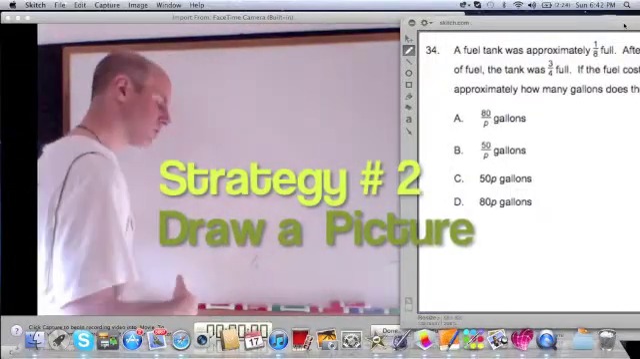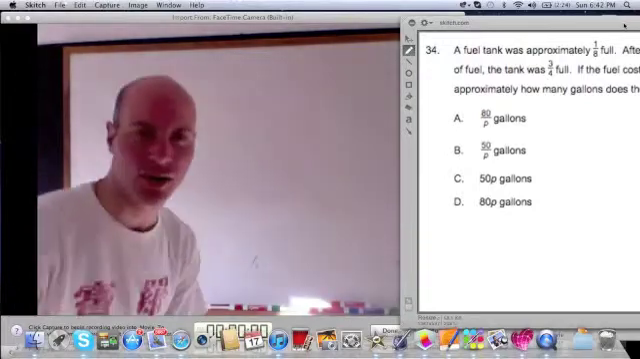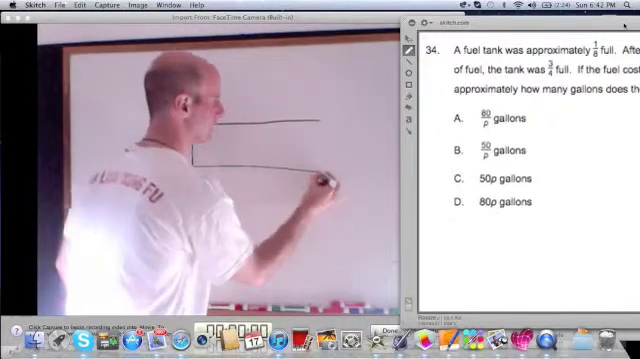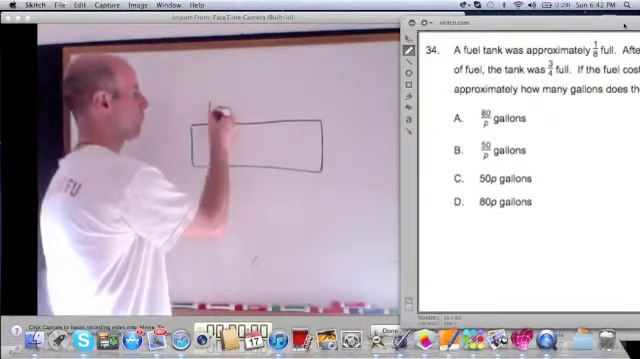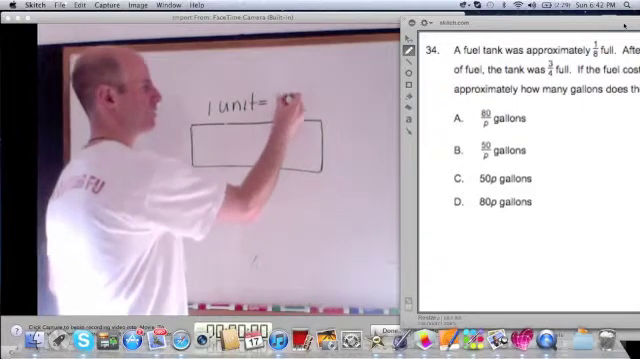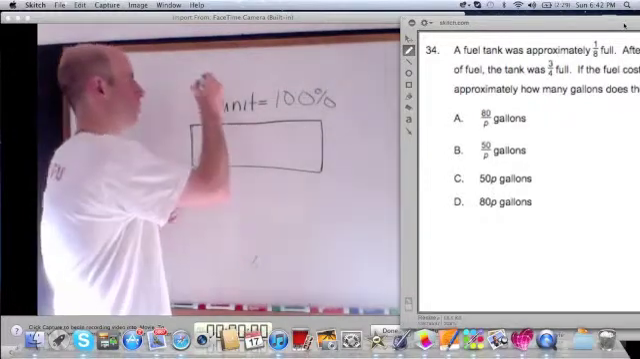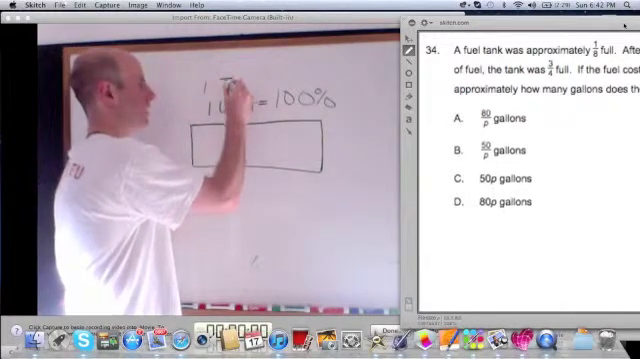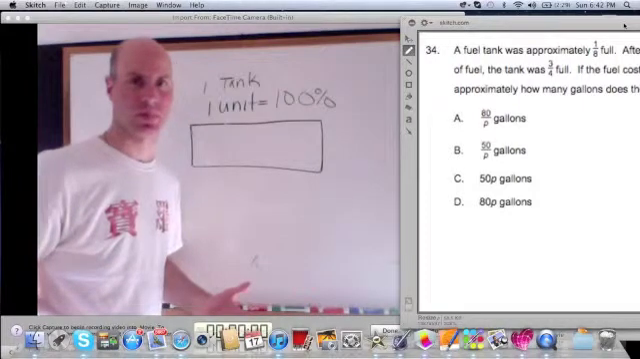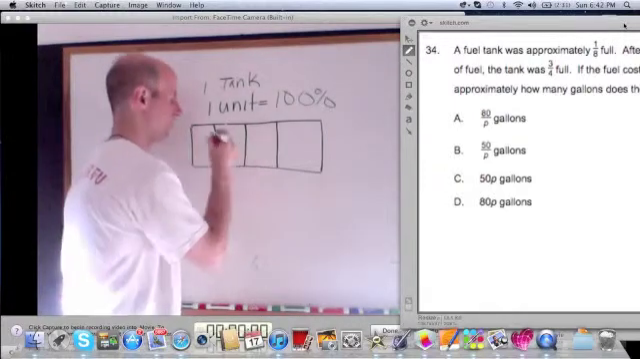Well, what I'm going to do is a basic model drawing. In this model drawing, I'm going to try and represent a fuel tank. You don't have to be a good artist to do this. This is, we'll say, 1 unit, or 1 fuel tank, and that's equal to 100%. So this whole cube here is our 1 unit, one tank that can fill up the gas, and it's going to represent 100% of all the gas we have in our car. When we think about this 1 unit, we're going to be thinking about it in terms of eighths.